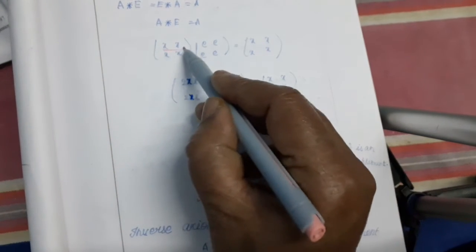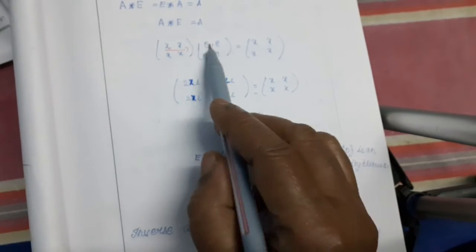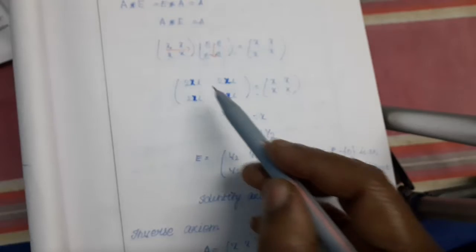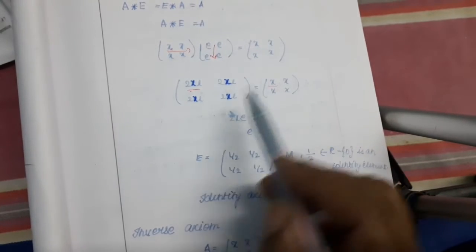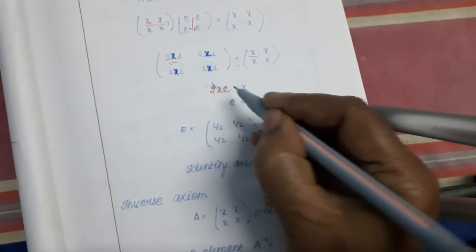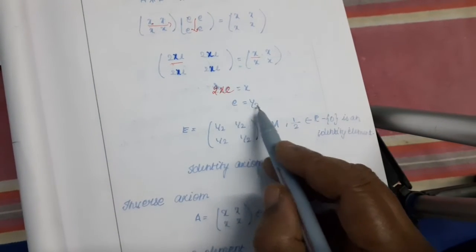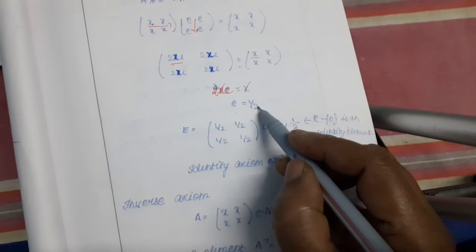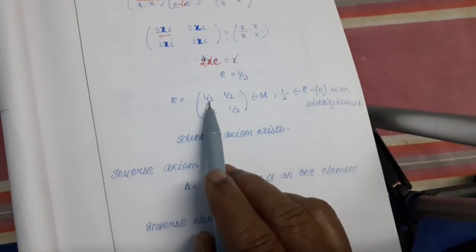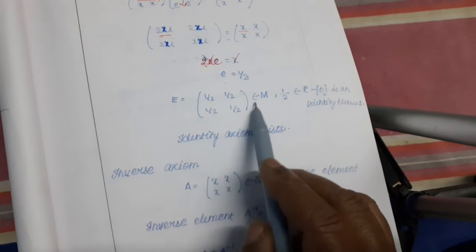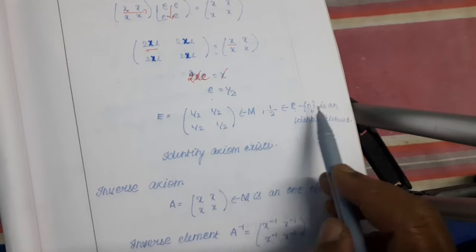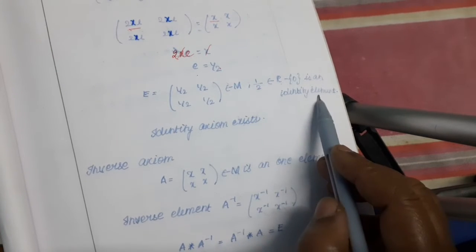So first row with the first column: XE, we get 2XE. Similarly, first 2XE equal to X, comparing the first element with the first element. 2XE equal to X. What is our E? X cancelled, E equal to 1 by 2. Therefore, what is our identity element? E equal to 1 by 2, a 2 by 2 matrix belonging to M. Therefore, 1 by 2 belongs to the real numbers except 0, so 1 by 2 is an identity element.